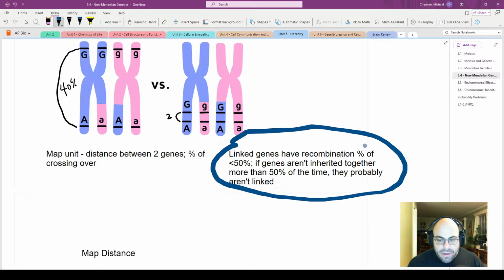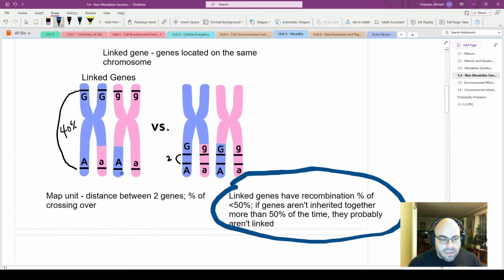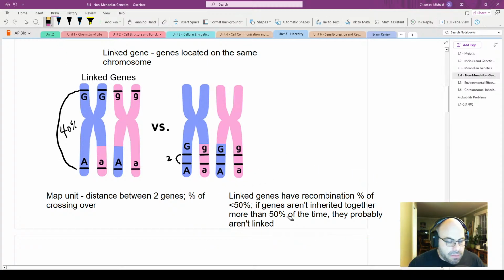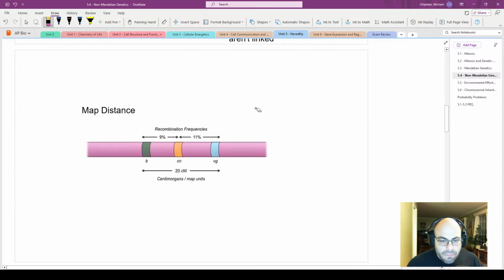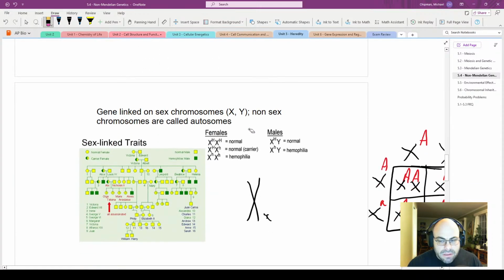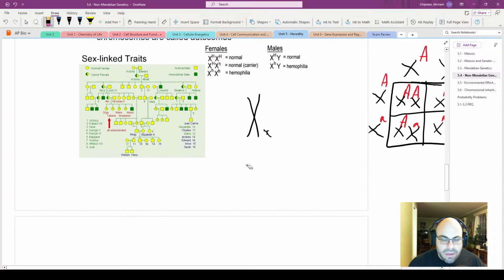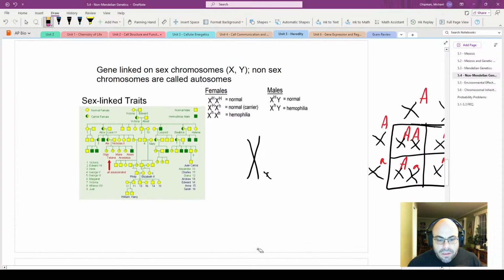Linked genes have a recombination frequency of less than 50%, meaning that they're less likely to recombine. If genes aren't inherited together more than 50% of the time, they probably aren't linked. So it's a good rule of thumb that you might need for 2 questions on the test. But still a good rule of thumb anyway. There's map distance again. For something I don't think is on the test, I dedicated a whole lot of slides to it.